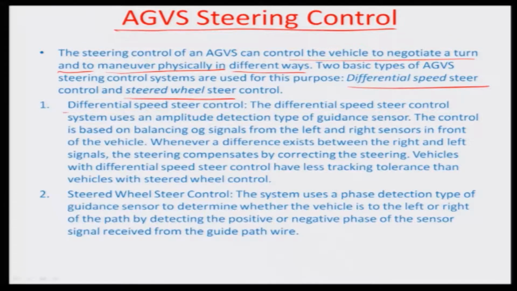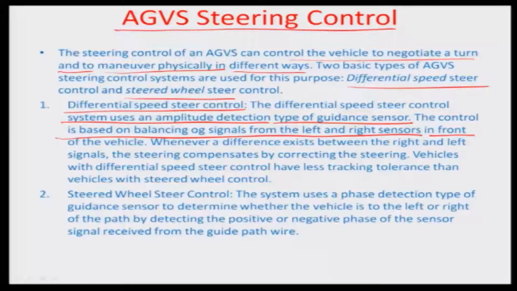In the differential speed steer control, the system uses an amplitude detection type of guidance sensor, and the control is based on balancing of signals from the left and the right side of the sensor. Basically the signals come from the wheelbase of the AGVS, in the front of the vehicle typically. If the left and the right signals have a mismatch, obviously there has to be some kind of steering action so that the AGV is put back on track.